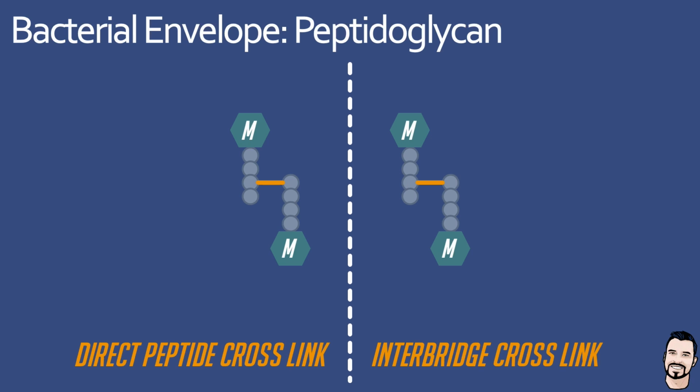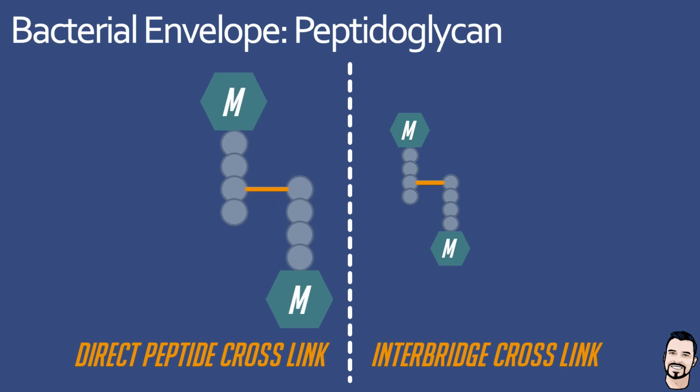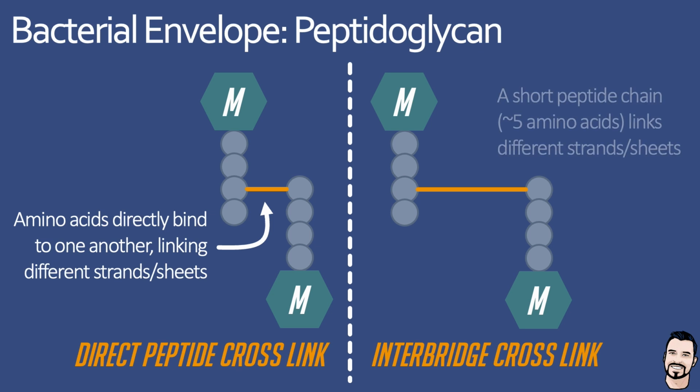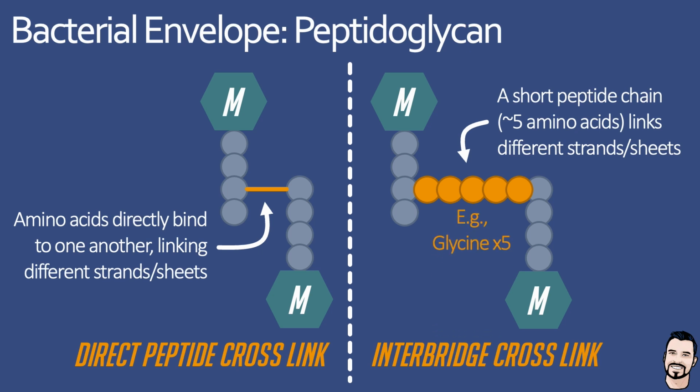But how do they differ? Well, the direct peptide crosslink is sort of exactly what it says on the tin. The amino acid side chains covalently bind to each other directly. Interbridge crosslinks, on the other hand, are a little more complex. This is where a short peptide bridge is added between the two side chains. This is usually around 5 amino acids, and in the case of Staphylococcus aureus that I just mentioned, this bridge is made of 5 glycine residues, known as a glycine bridge.